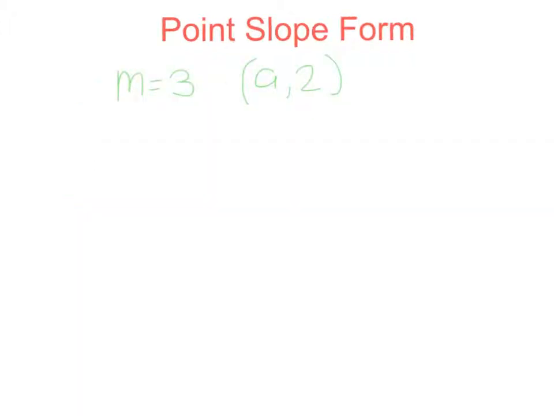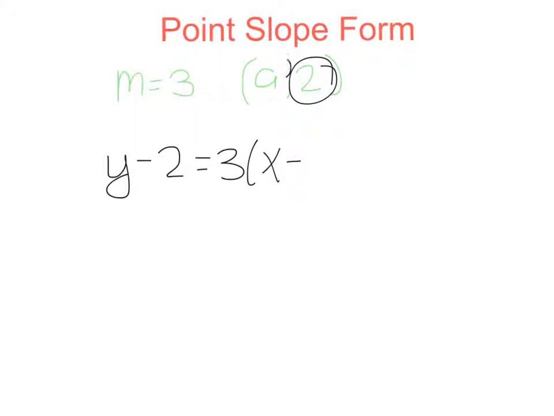Here we have an example of point-slope form. So we have our slope and we have our point that is on the line. So we have y minus y1, which is 2. So y minus 2 is equal to m, which is 3, times x minus x1, and our x1 is 9, so it's x minus 9.